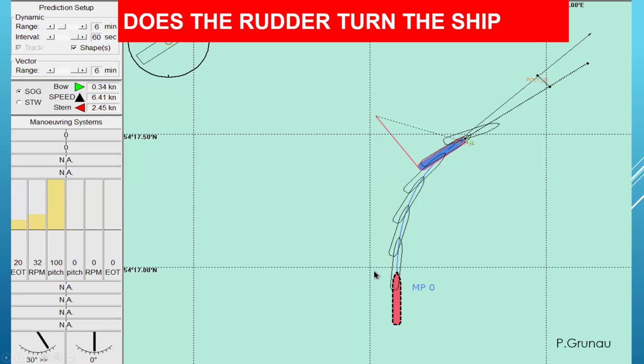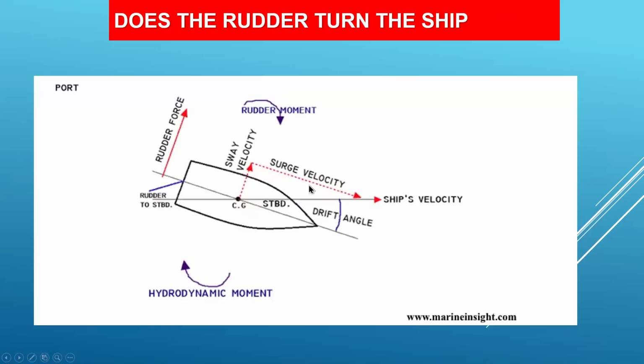To see this, here we have the drift angle. Now the ship is turning due to this drift angle. The hydrodynamic moment is in the same direction as the rudder moment, that means both are trying to turn the ship to starboard. The rudder angle keeps the rudder moment intact, which in turn keeps the hydrodynamic moments intact.